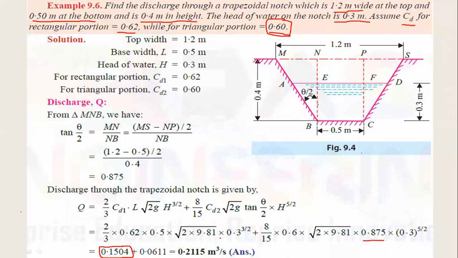So the total discharge comes around 0.2115 meter cube per second. Okay. Now let's proceed. So here we have finished with the trapezoidal notch or weir. Any questions? Any doubts?